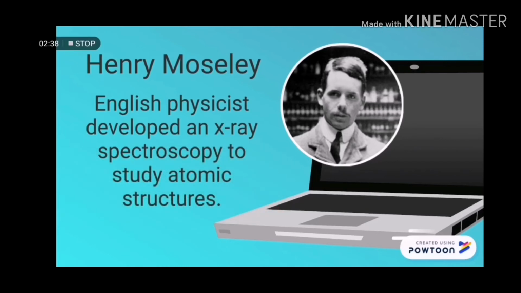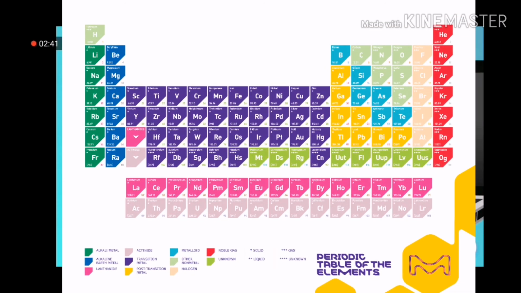Moseley reconstructed the periodic table by arranging elements in order of their increasing atomic number. Henry Moseley had created the modern periodic table.